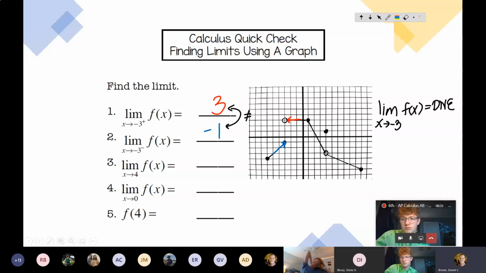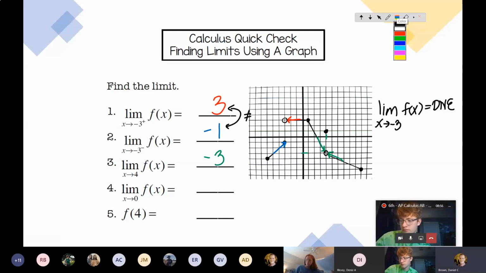The next one, I have the limit as x goes to 4, no plus or minus, so we need to consider it from both sides. So here's 4, coming in from the left, I approach the hole, coming in from the right, I'm approaching a hole. Even though it's a hole and the point is above it, that doesn't matter. We will say the limit is approaching the y value of -3.